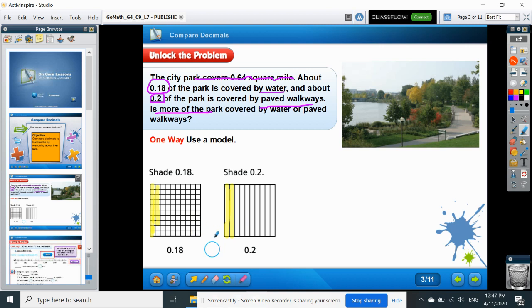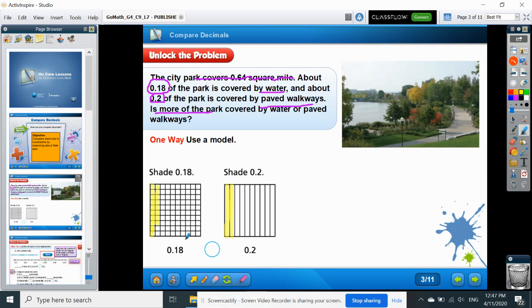So now we need to ask ourselves: which model shows more shaded parts? The one on the left shows less than 2 columns. You see here, these are not shaded, so it is not exactly 2 columns, less than 2 columns. The model on the right shows exactly 2 full columns. So you can tell that the model on the left shows fewer columns shaded than the model on the right.